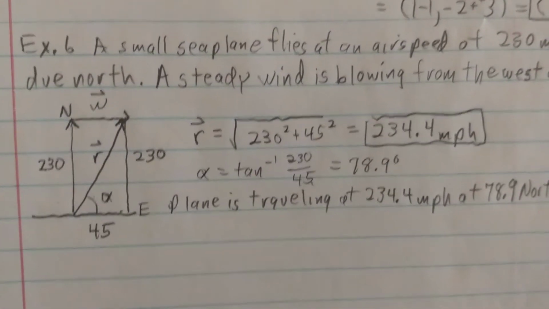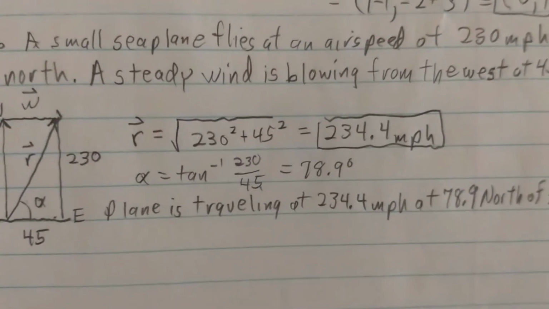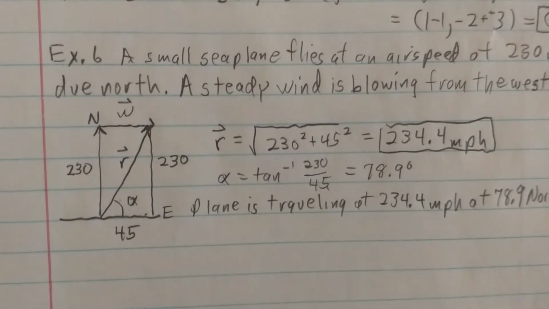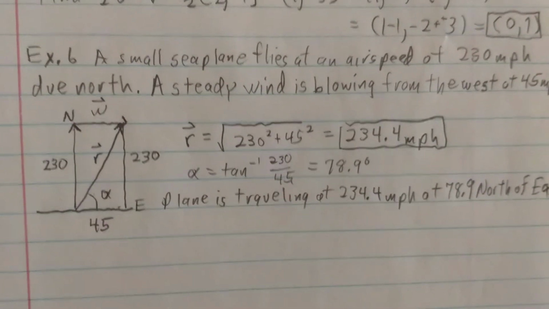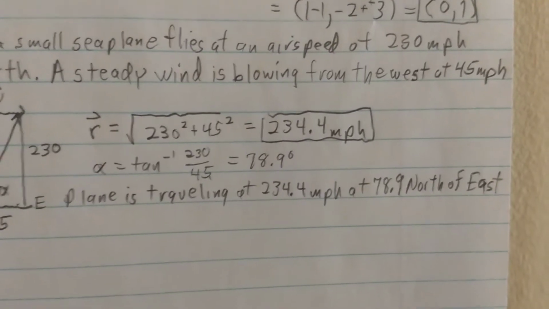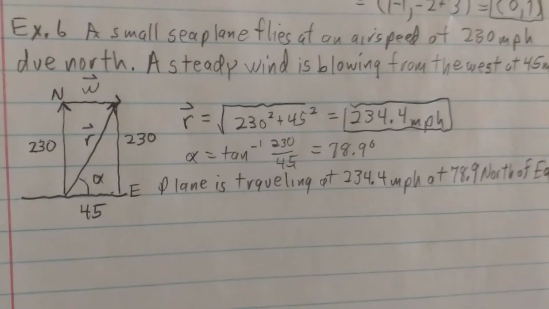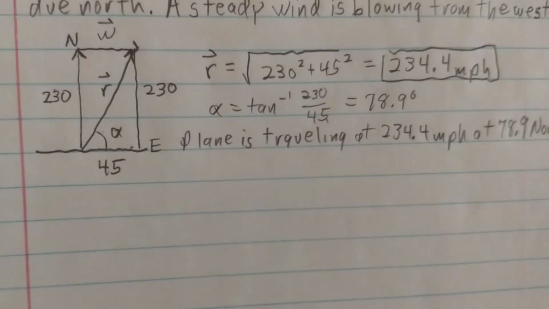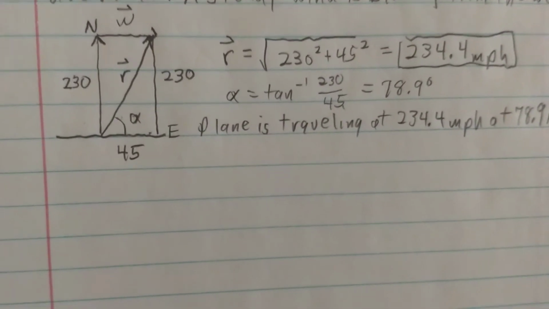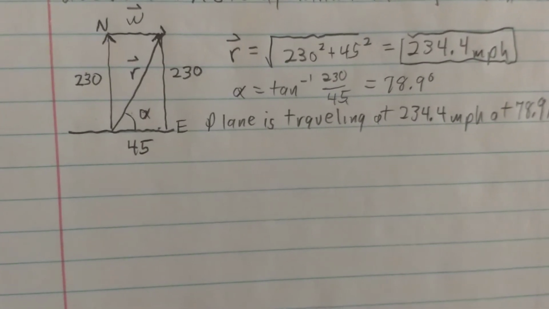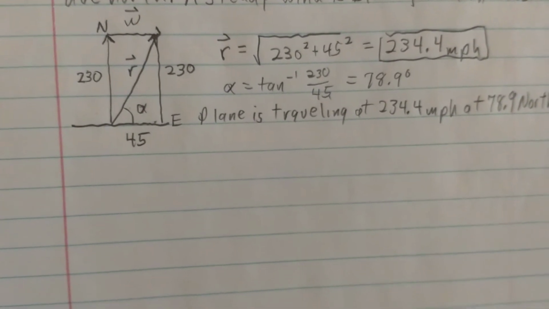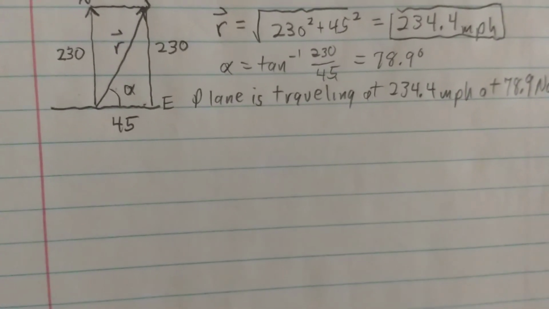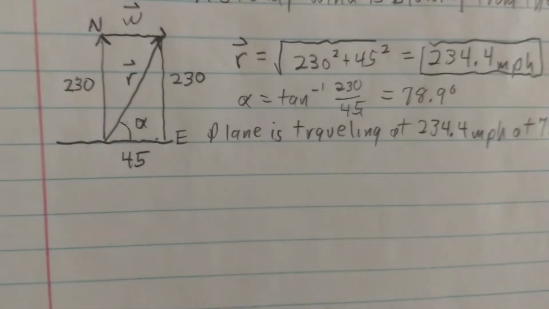Now in example 6, a small seaplane flies at an airspeed of 230 miles per hour due north, which is straight up, and that's shown in the picture. A steady wind is blowing from the west at 45 miles an hour. That's shown at the top of the 230 mile per hour vector to the north, so it's going to have a resultant r, which is the combination of the north vector the plane travels plus the wind. So the wind is going to pull it off course some.